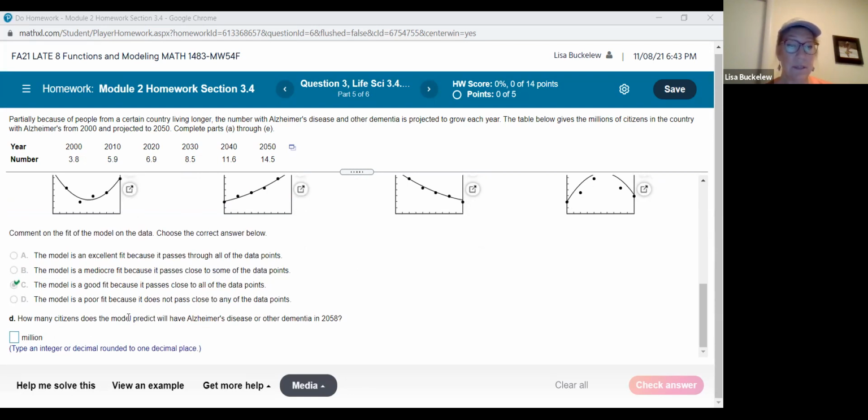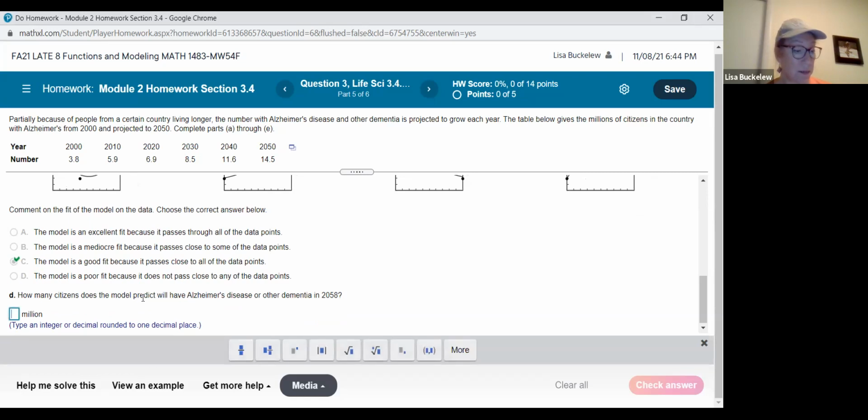So down here, how many citizens does the model predict will have Alzheimer's disease or other dementia in 2058? So 2058 is 58 years after our beginning year of 2000. So X is 58. We're going to plug 58 into the model, which we did earlier. It says round it to 1 decimal place. So what we got on the calculator was 17.104. The 17.1 is the 1 decimal place. It's followed by a 0, so we would not round up that 10th place. We would keep it 17.1. Plug that in.